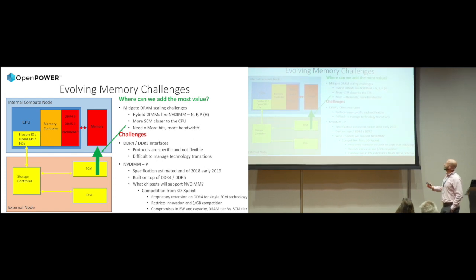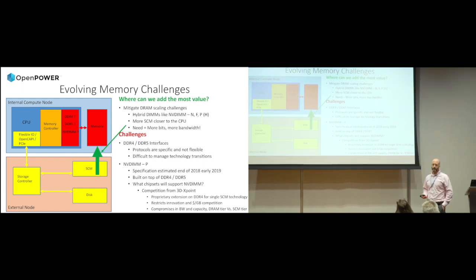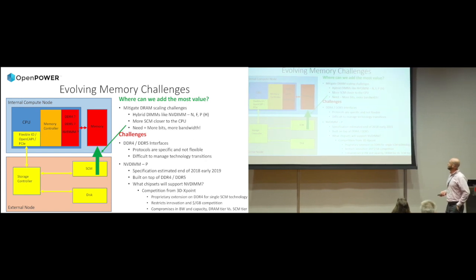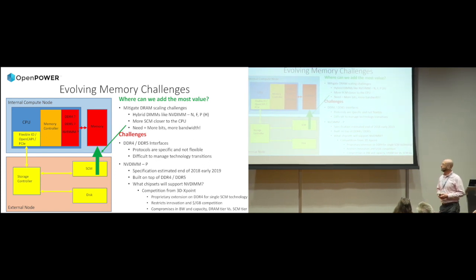So as you start to move all those bits out there, you need more bits, more bandwidth, right? But what are the challenges with doing that? You're still tied to a DDR4, DDR5 interface. And your protocols are specific and not very flexible, so it's difficult to manage your technology transitions. And specifically with the NVDIMM, when you go out into the industry, when you're talking in JEDEC and working with some of the memory vendors, they're very concerned about what's going to happen there. What is the support going to be for the NVDIMM protocol?